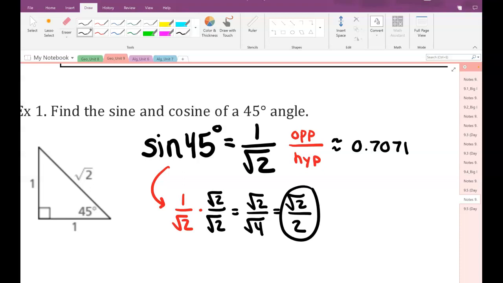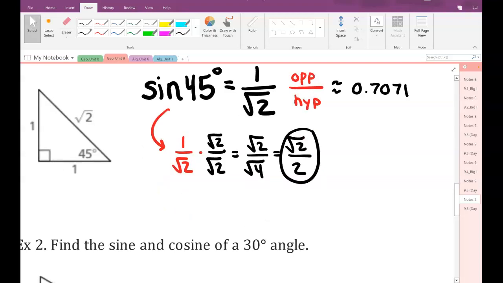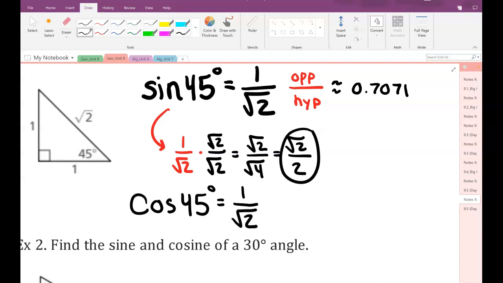So doing the cosine then of a 45-degree angle, we would take the adjacent side over our hypotenuse. Well, the adjacent side is also 1. And our hypotenuse is still the square root of 2. So it's the same thing. The sine and the cosine of a 45-degree angle will always be the same.